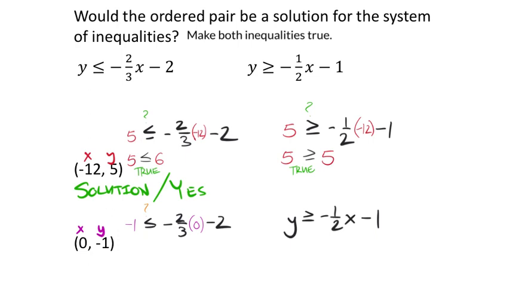So let's see. -2/3 times 0 is 0, minus 2 is -2. So this would show that -1 is less than or equal to -2. Now, if these were positive, that would be a true statement, but since they're both negative, -1 is actually bigger than -2. Right here, we see that we have a false statement. So is the ordered pair a solution to the system? Automatically, we don't even need to check the other one. It's just no, it can't be.